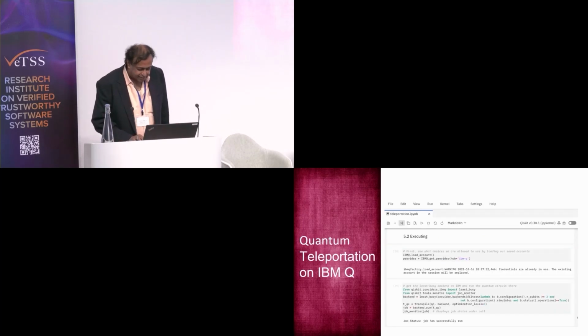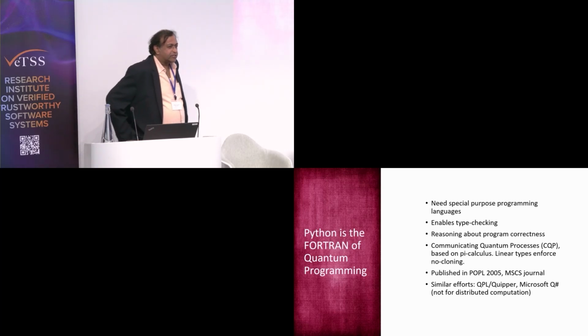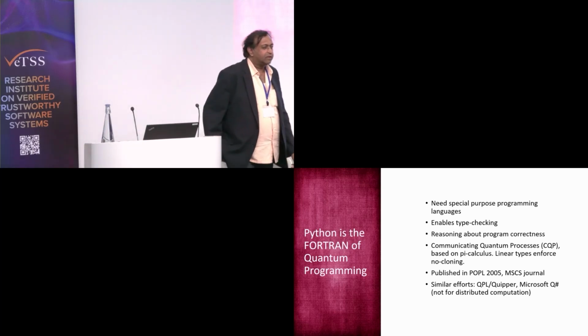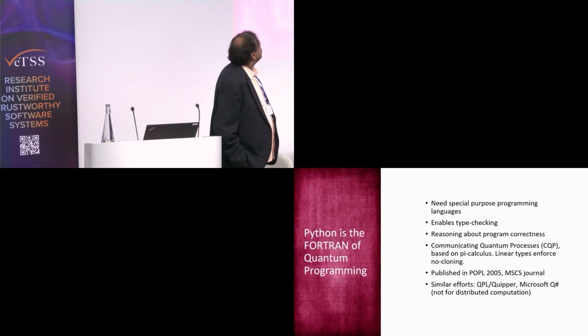So my claim is that Python is the Fortran of quantum programming, okay? So I think we need special purpose programming languages, because then it enables type checking and reasoning about program correctness. I don't have to sell this to you, right?